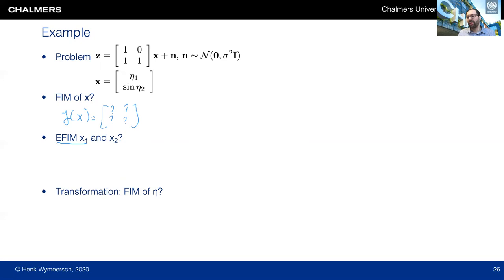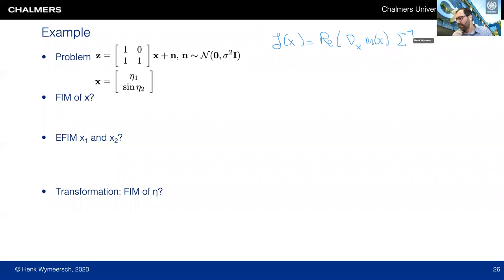I recommend that you spend maybe 2 or 3 minutes on this, and then we will walk through the solution. Take a pen and paper and try to solve this, see where you get. Maybe it's good I write the expression J of X. This was the expression we had for the Fisher information matrix under Gaussian noise. You can use this to compute the Fisher information of X. So I give you 2 minutes.